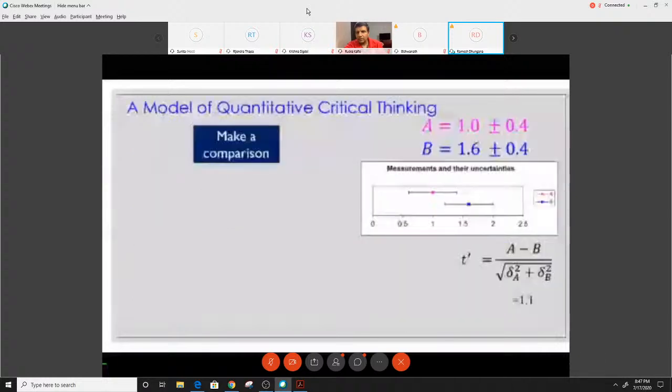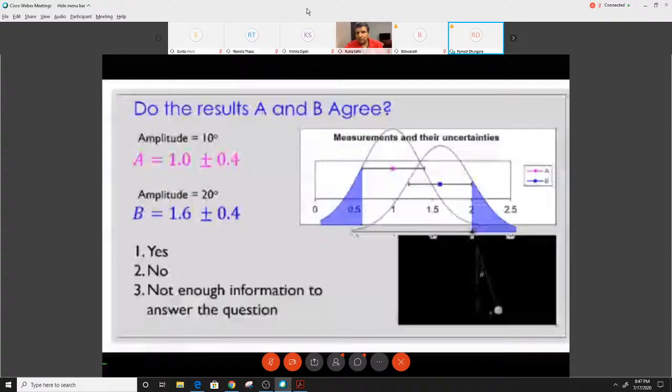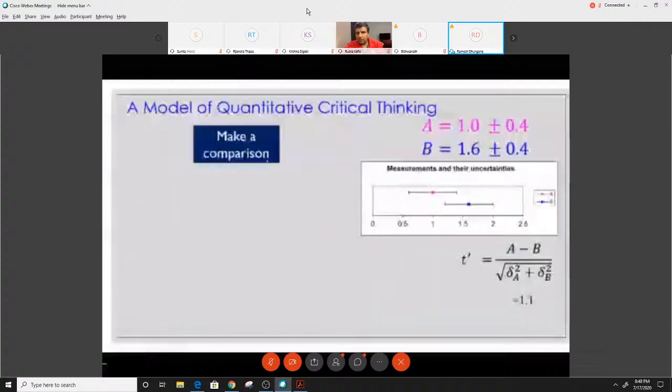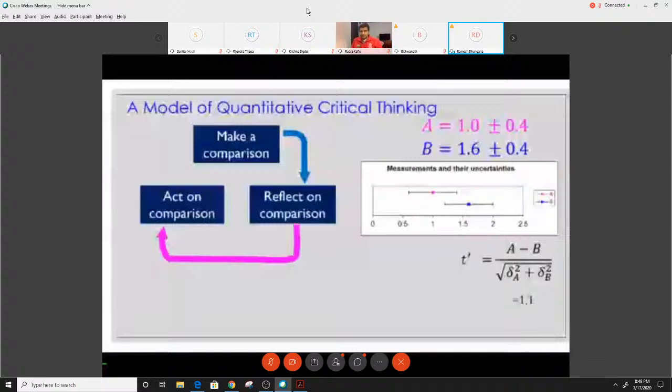And so what's that process in this case? What we do is we say, make the comparison and look at your result, what the result means, and then go back and redo the experiment. And then come back and make the comparison again, go in this cycle. So that's what we say, okay?